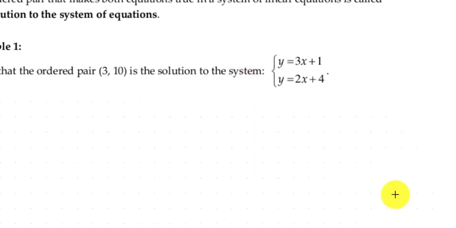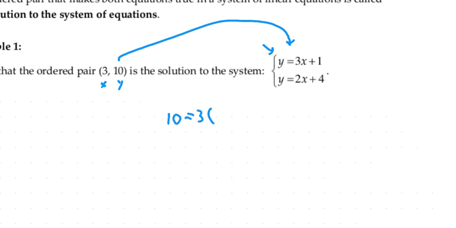Let's explore that. If I know that x is 3 and y is 10, I want to put that into each equation to see if it's true. So instead of writing y equals 3x plus 1, I'm going to write 10 equals 3 times 3 plus 1. You see what I did there? I put in my 3 and my 10 for x and y. And this gives me 10 equals 9 plus 1, 10 equals 10. That's a good start. The ordered pair worked for the first equation.